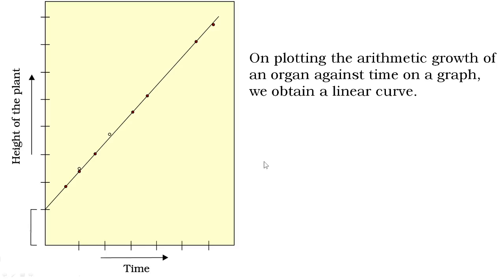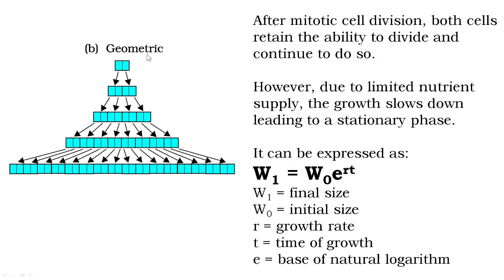Okay, now on the other hand, there is geometric growth. In geometric growth, after each mitotic cell division, both the cells retain the ability to divide and they continue to divide. Each cell divides into two, those two divide into four, and so on. It always multiplies by 2, right? And that type of growth is called geometric growth.